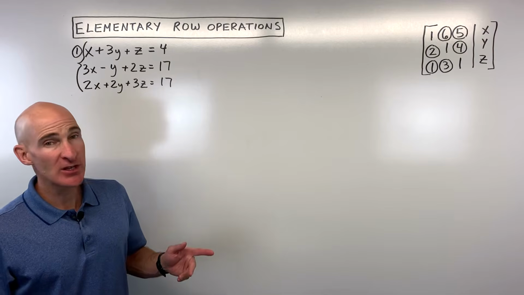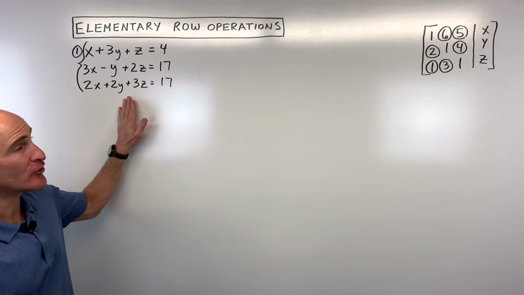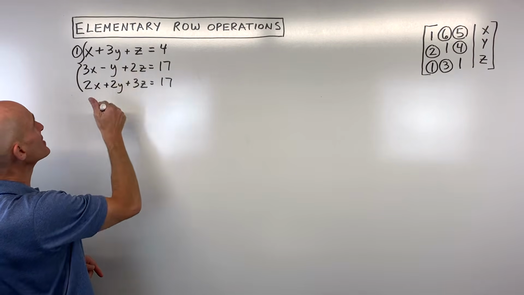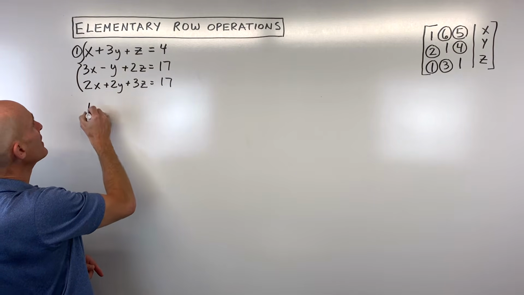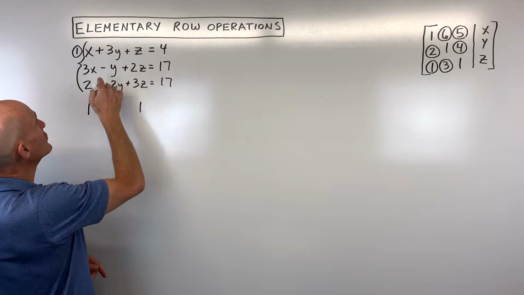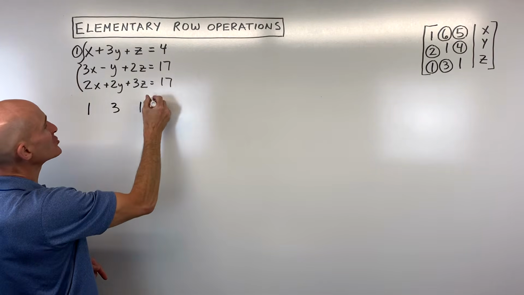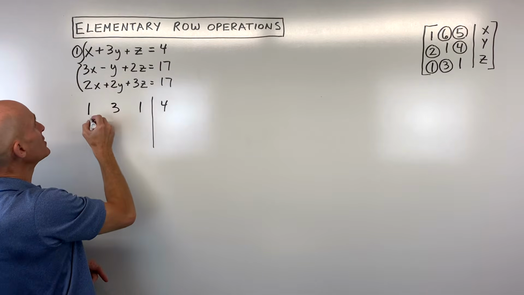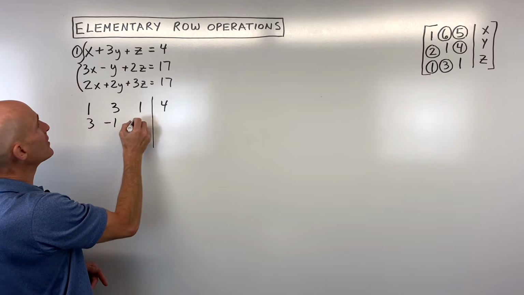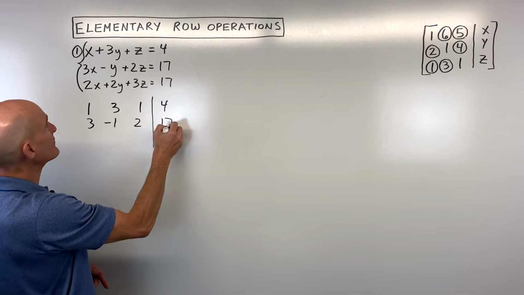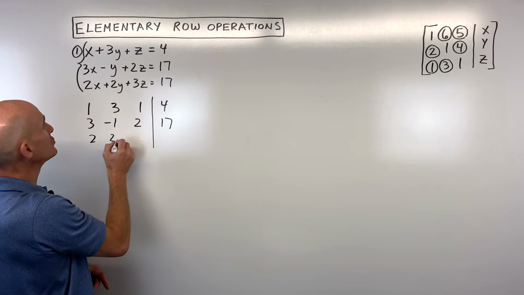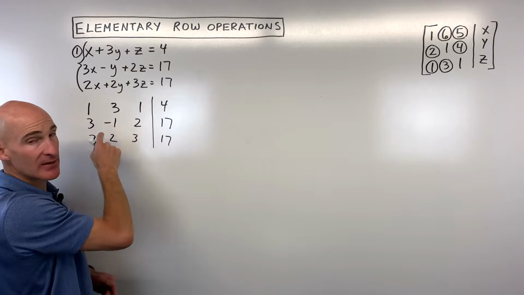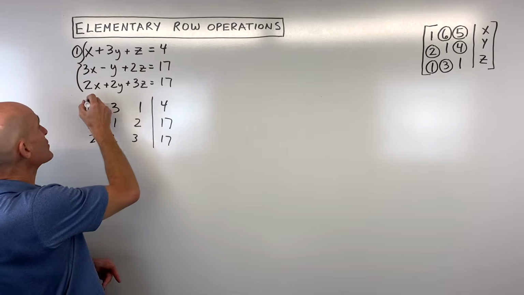Now, the first thing you want to do is write your augmented matrix. So what we're going to do for solving this system is use the coefficients in front of the variables to write our matrix. So I'm using 1, 3, 1, and then I just draw a little line here, and then our solution here is 4. Next equation, we've got 3, negative 1, 2, answer 17, and then 2, 2, 3, and 17. Make sure if it's negative, you capture that minus sign. Now that's our augmented matrix.